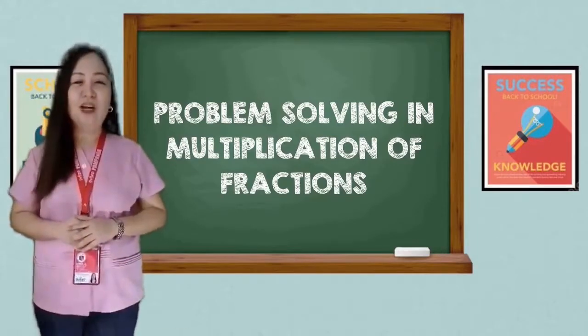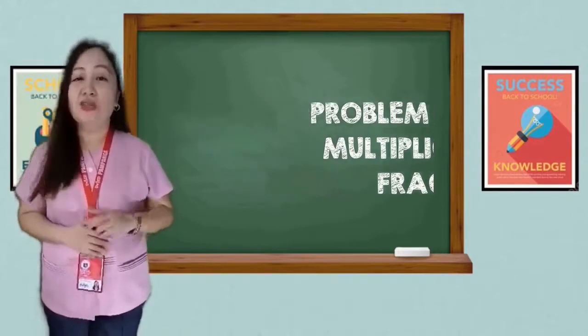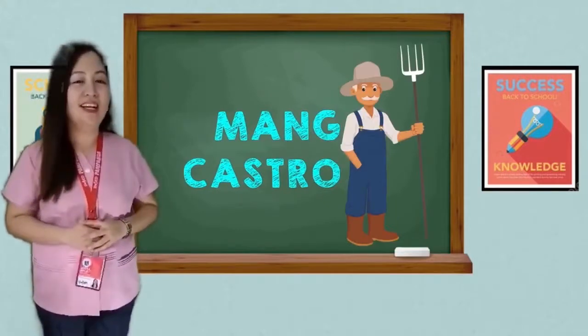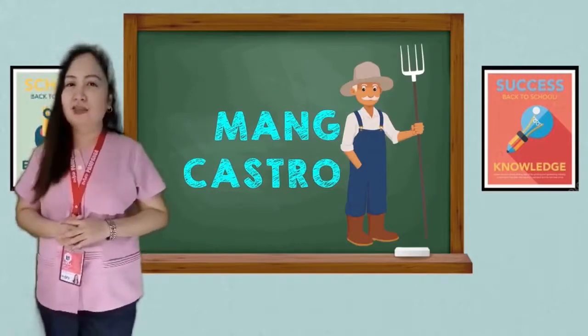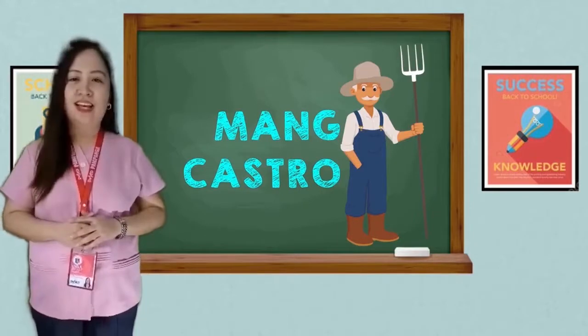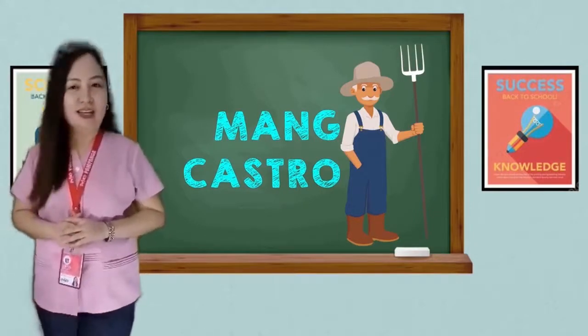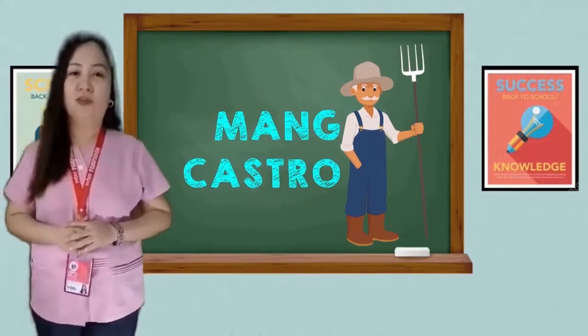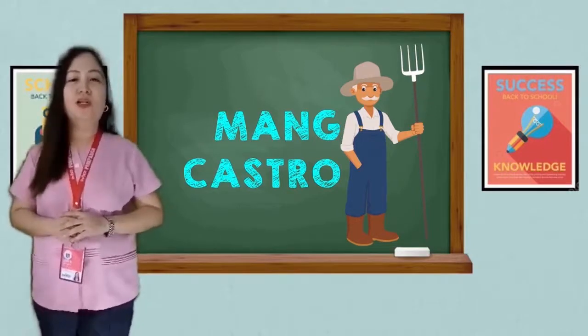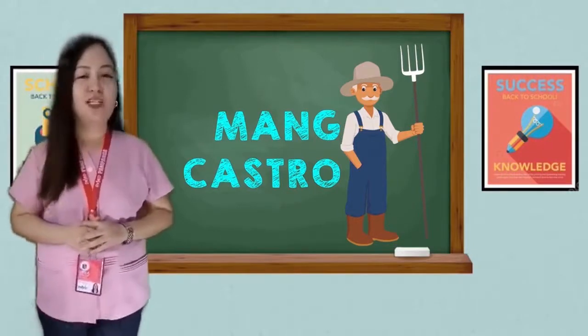Do you know what your parents do to earn a living? There is a man we can call Mang Castro. He earns a living by planting fruit trees. Let's find out how Mang Castro does his job. Read the situation below and try to answer the questions that follow.